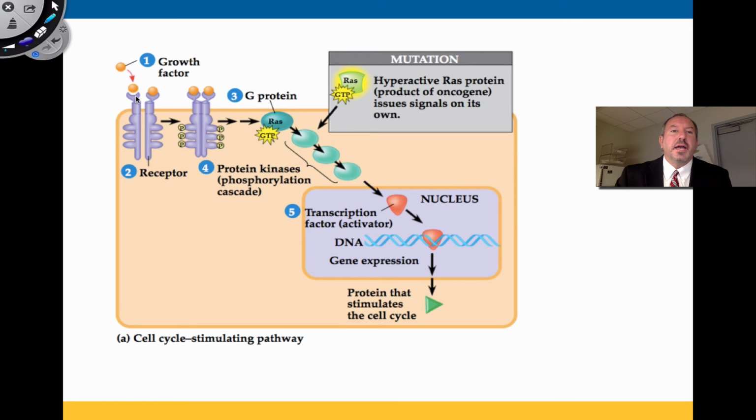So again, you could have abnormal receptors that will receive more signals to divide, growth factors. And then you can have this RAS protein. What's interesting is that it'll actually initiate a signal transduction pathway when it doesn't even receive a message from the outside. And as a result, it stimulates the cell cycle to be hyperactive, and therefore the cells divide uncontrolled.